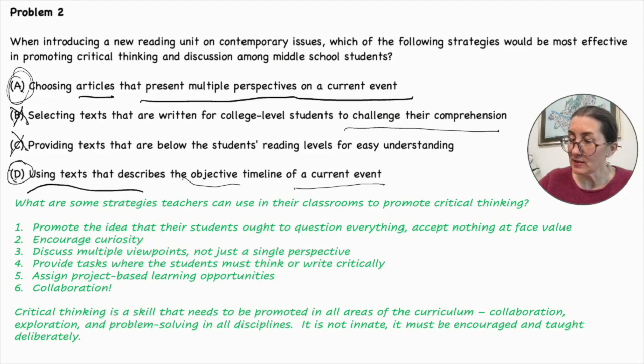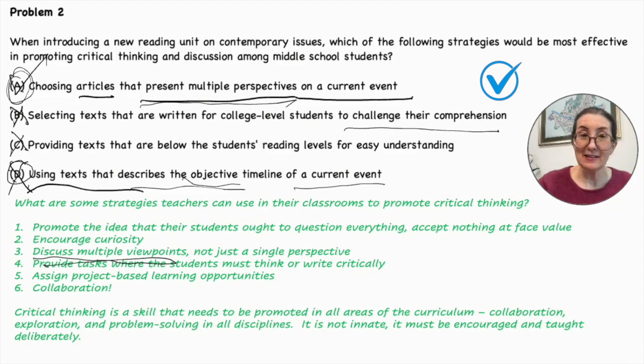But it seems to be just one objective timeline. So we're not getting multiple viewpoints, which is one of the ways we need to teach critical thinking. In A, we present multiple perspectives on a current event. So D is not the correct answer, and A most definitely is.